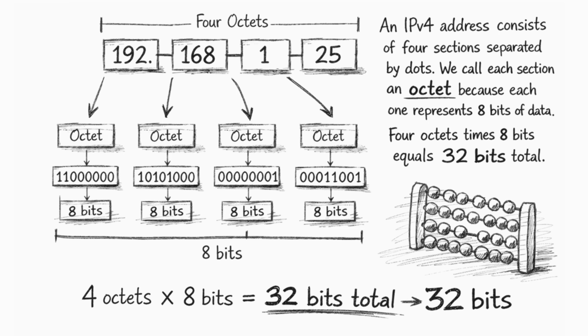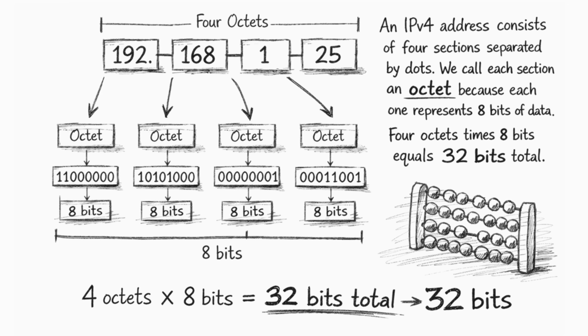An IPv4 address consists of 4 sections separated by dots. We call each section an octet because each one represents 8 bits of data. 4 octets times 8 bits equals 32 bits total. When you were practicing those 8-bit binary conversions, here is one of the places where that skill becomes essential.